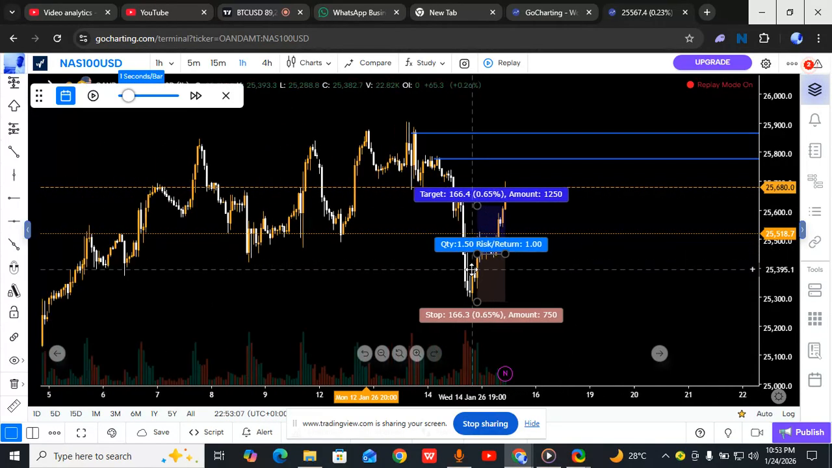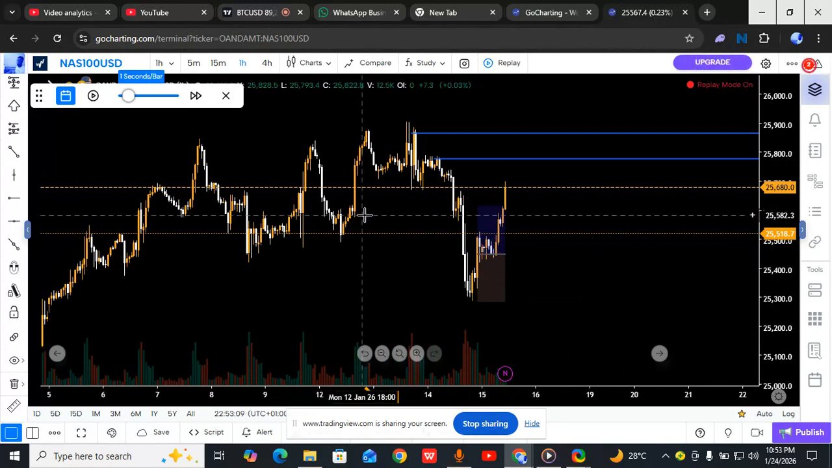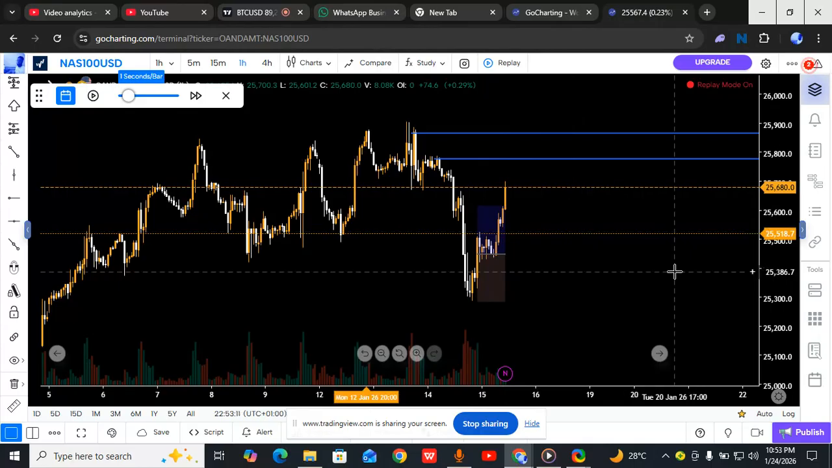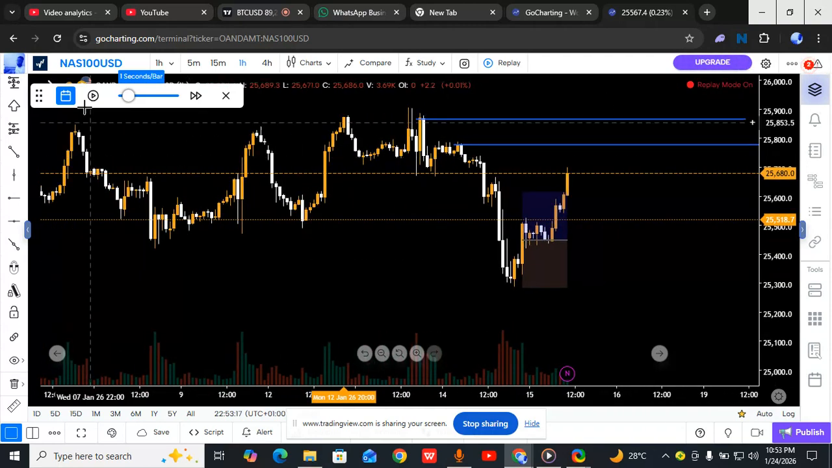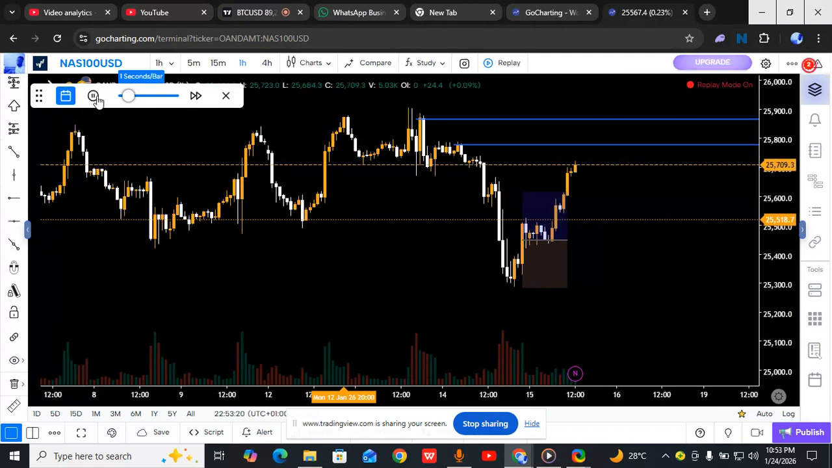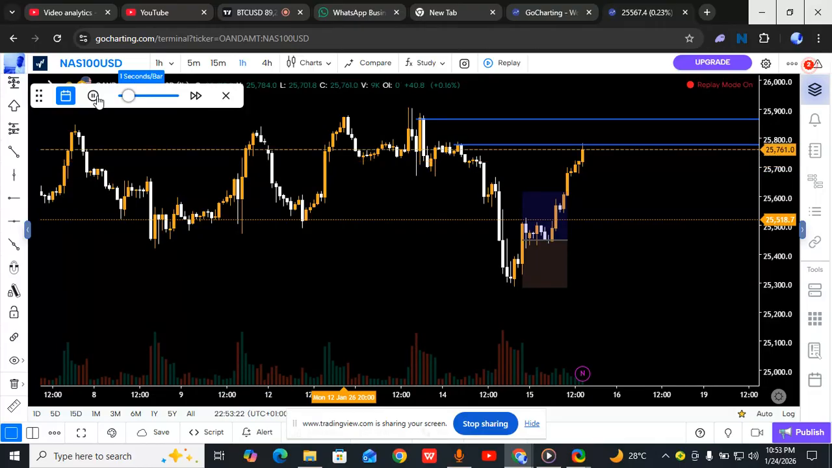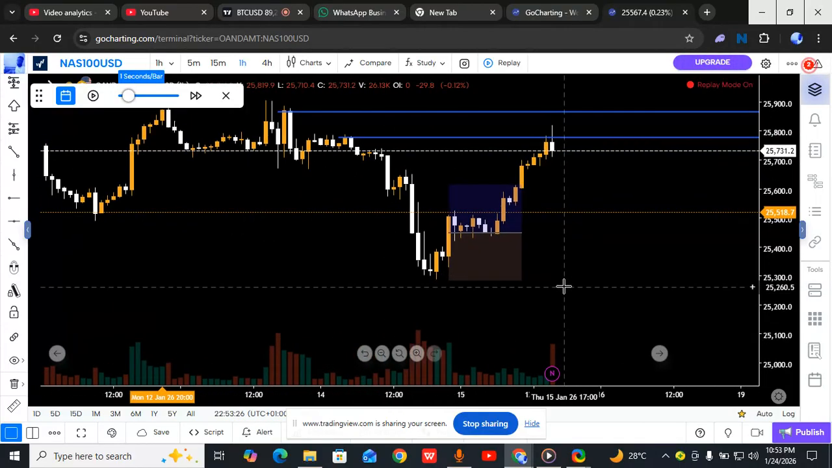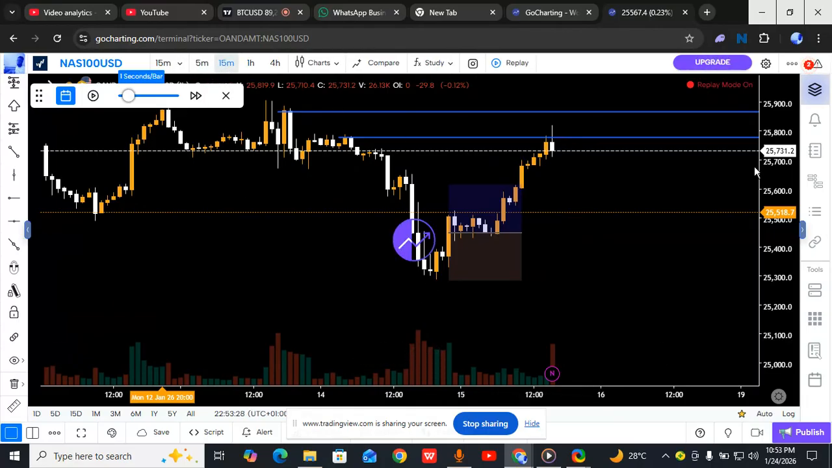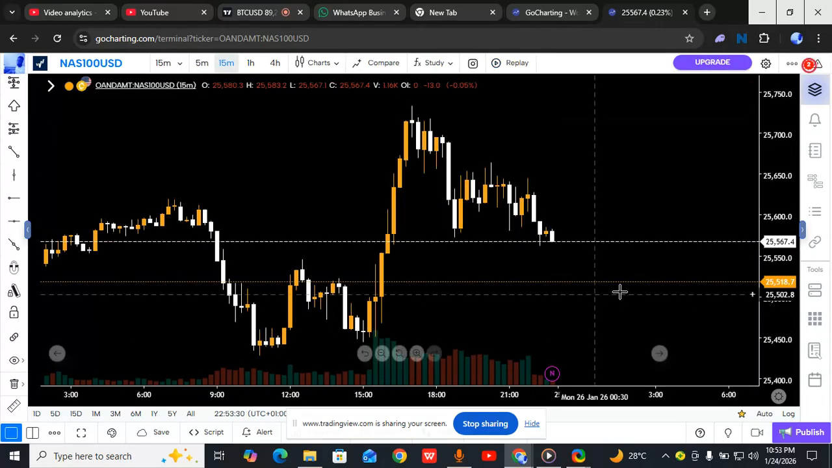Now, mind you, as at this time, Nasdaq is bullish. So if you're taking sells, you either ignore sell opportunities or you risk very little. That's another rule you also have to follow. So let's see what price does once it gets to that point. So we've tapped that first liquidity zone. So what we want to do right now is to go down to the 15 minutes time frame, which is our entry time frame.